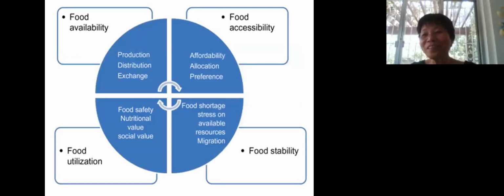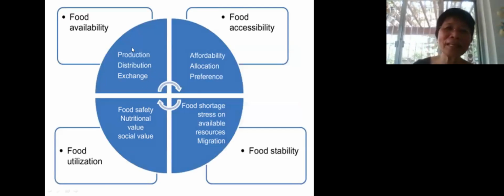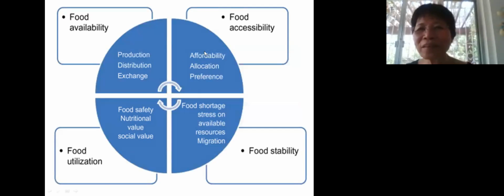You have a copy of this anyway, right? Okay. So those are the dimensions of food security: availability of food, and even if it's available, if it's not accessible to you, no good; food utilization; and food stability. When you talk about food availability, these are production, distribution, and exchange. For food accessibility, you cannot afford it. There is very little allocation in your area because much of the allocation goes to the rich people.